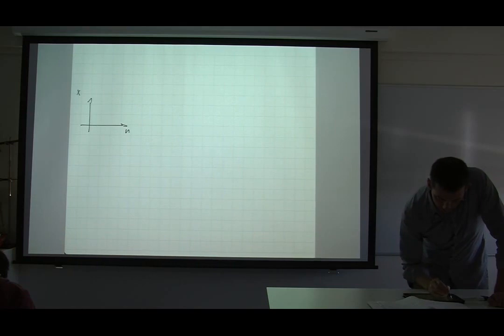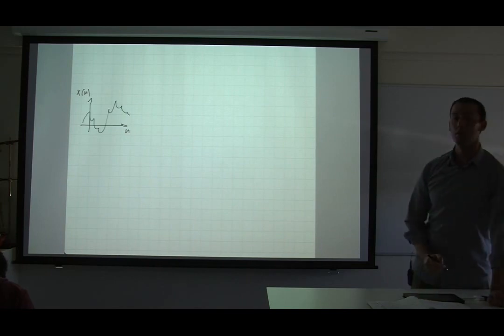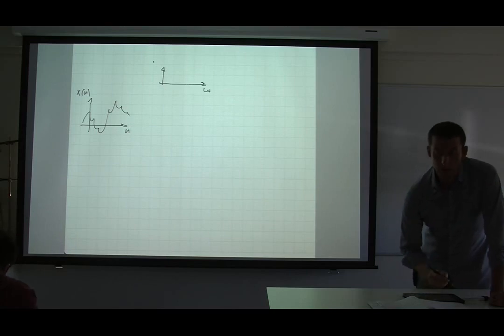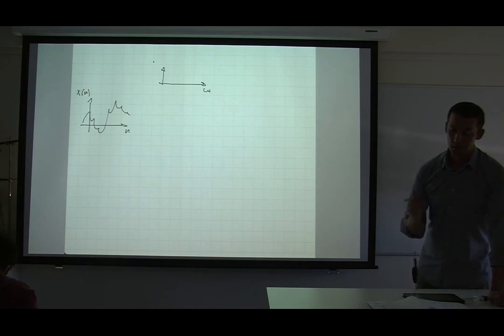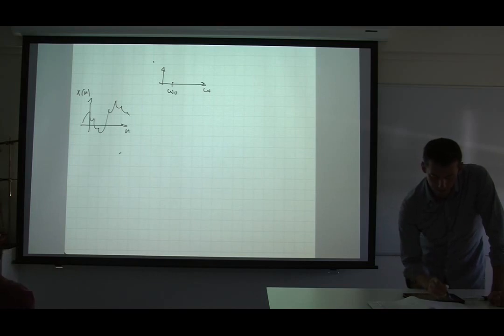I take my signal x of n, which is some signal that I want to evaluate the spectrum of. And then I build these filters. Now, this is not how we do it. I'm just trying to demonstrate to you the properties of the transform. And I might say, well, let's let omega equal to some omega 0, which we've been using so far. So maybe that's this value here, omega 0. And now maybe I should draw it over here.